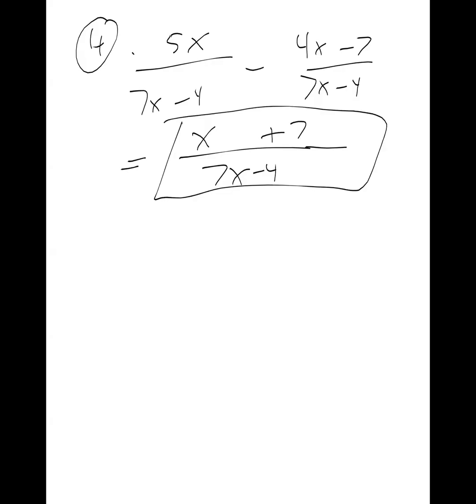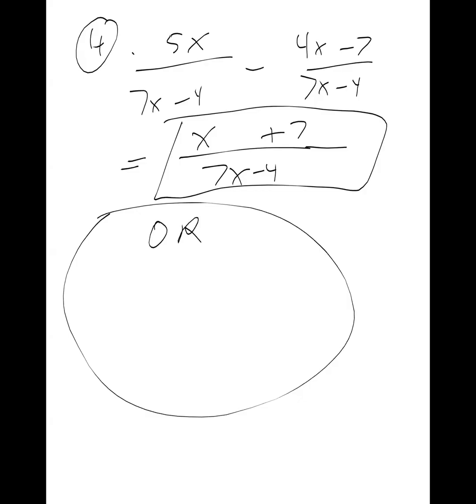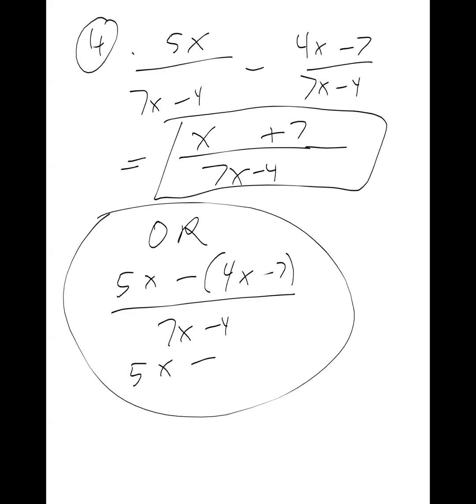So one way of doing it, some people do it like this. They say 5x minus parentheses 4x minus 7 over 7x minus 4. And that way they can remember to distribute the negative, so it equals 5x minus 4x plus 7 over 7x minus 4. There we go.